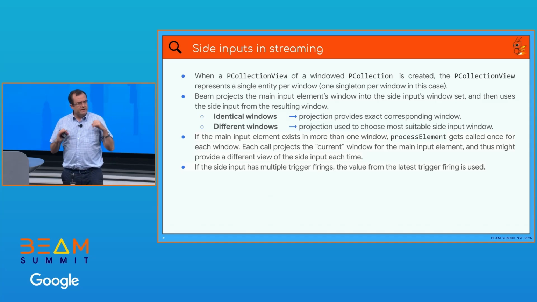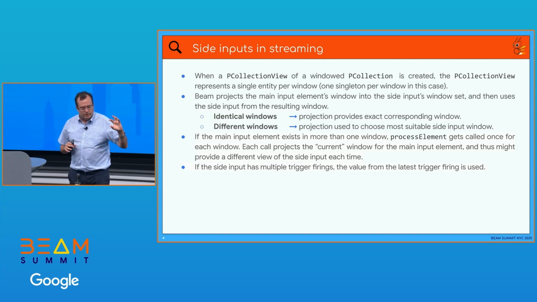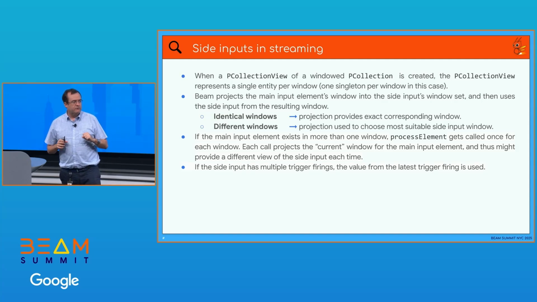Now, when you have identical windows on the side input and the main input, easy, okay? Things get joined in the same time context, right? But if you have different windows, here the difficulties begin a little bit. There's a projection on those windows.